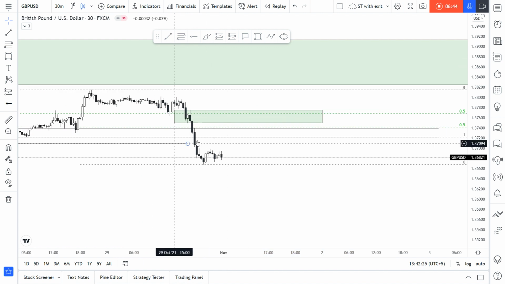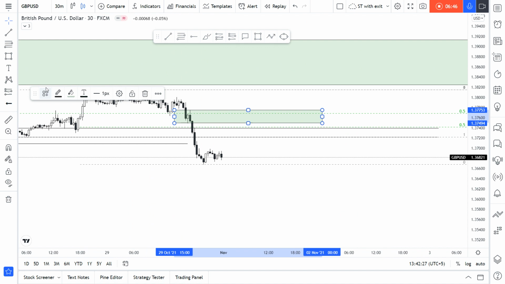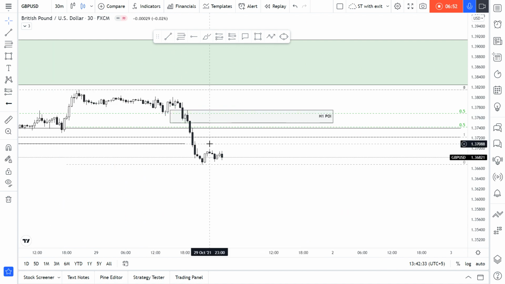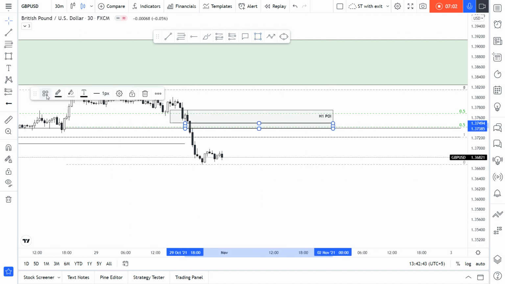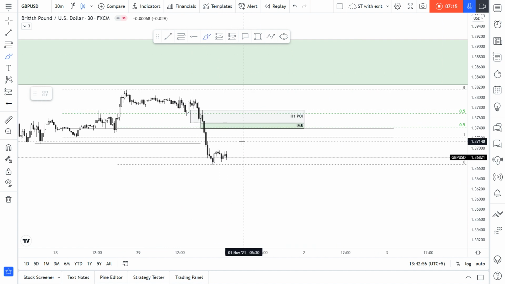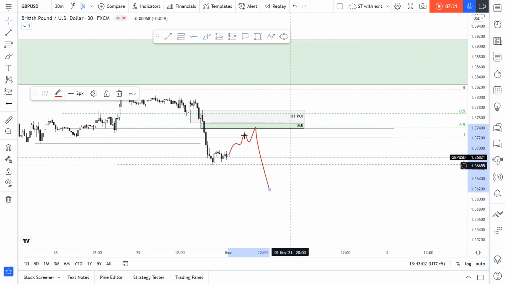Here we have this 30 minutes point of view, and let's make it 1 hour. And we have some imbalance below it. That's a little bit of imbalance, and I guess this is going to work. So looking for those levels before we go down. The imbalance also matches with 50% of the whole impulse to the downside. We're going to wait for something like this for the next week.